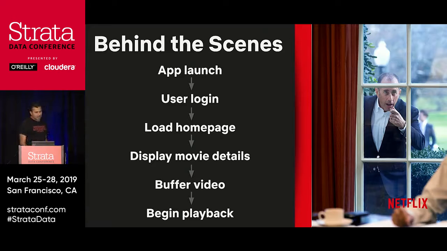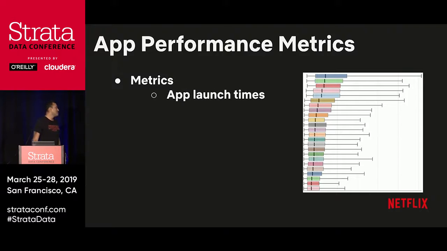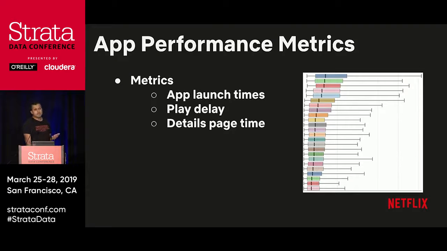So you start with all these things in mind, and you come to the project that we started back then, which we called application performance metrics. So we had metrics like application launch times, play delays, so from the time you click play until the time the video starts playing, details page time. Sometimes you're hovering over a movie, the details just take time to come up, and you may lose interest in it, and you may move forward if you don't see it in time.